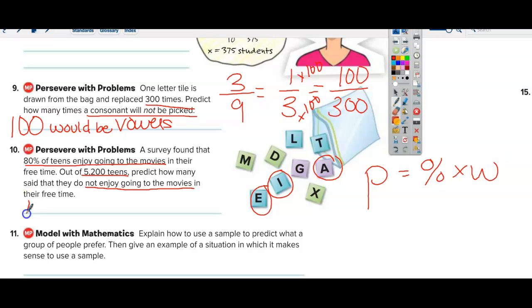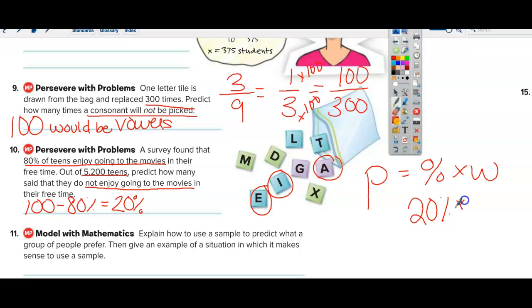So what'd you do? So I did 100, because the 80% is how many do like the movies. We want to know how many don't like them. So if 80% do, that means 20% don't. So my percent is 20%.